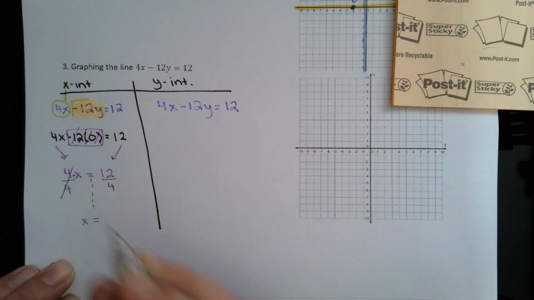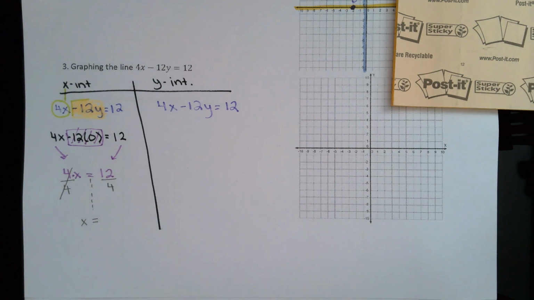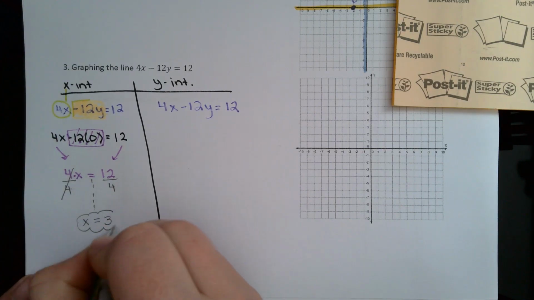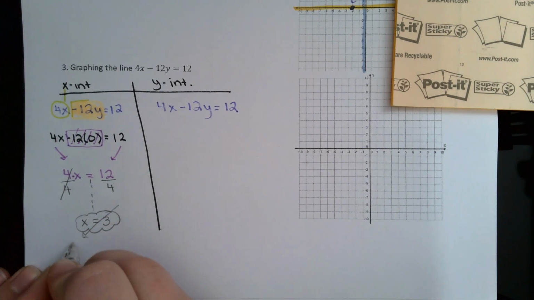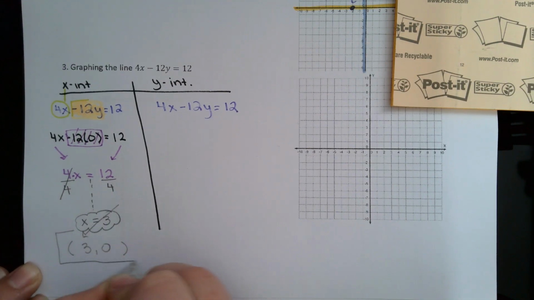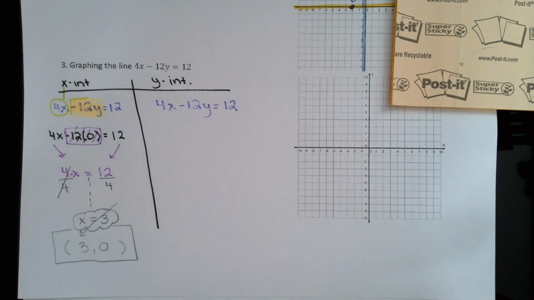X is then equal to 12 divided by 4, which is 3. But that's not the answer. So here we have our thinking bubble. We're going to cross that out. We have to write it as a point, (3, 0). This is our x-intercept. Now we've got to do the same thing for the y.